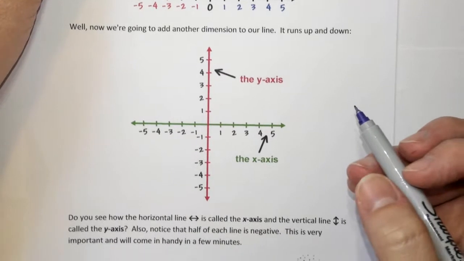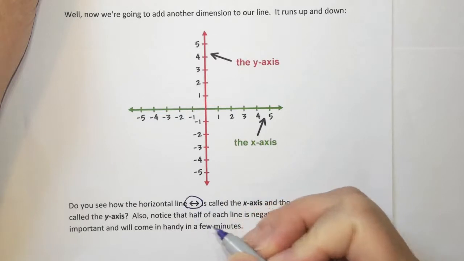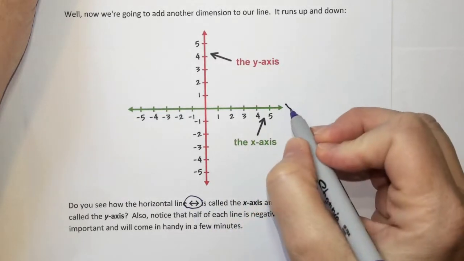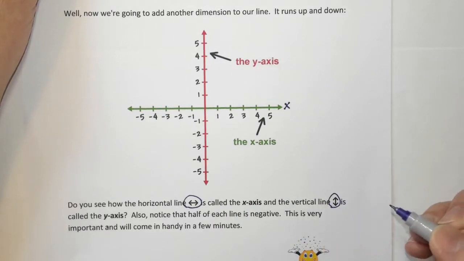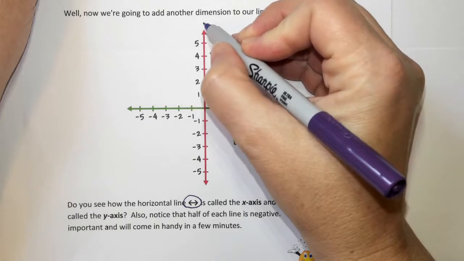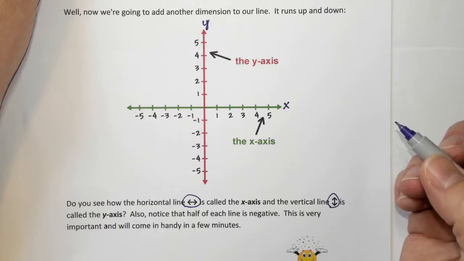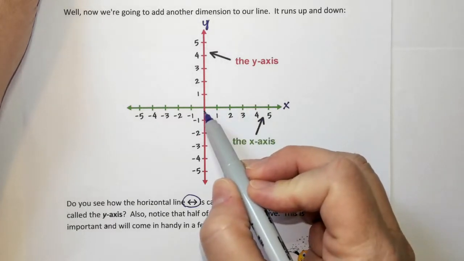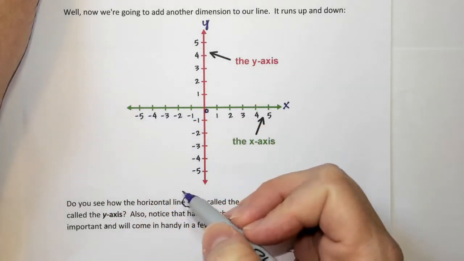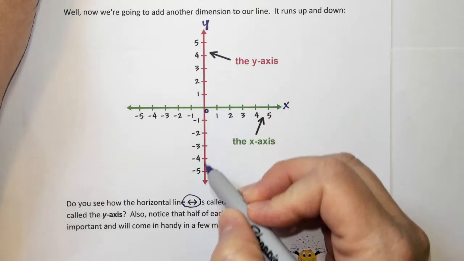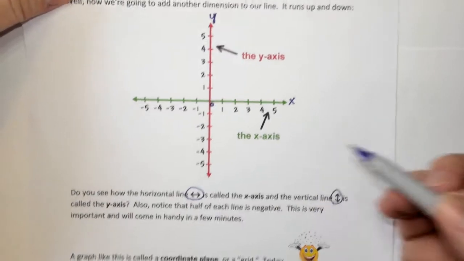And do you see how the horizontal line, which goes this way, is called the x-axis. Sometimes you'll see a little x like this. And the vertical line, which goes up and down, is called the y-axis. Again, sometimes you'll see a little y like that. Also notice that half of each line is negative. This would be a 0 here. We have negative numbers on the left side of the x-axis, and then we have negative numbers just below on the y-axis. This is very important, and it will come in handy in just a few minutes.